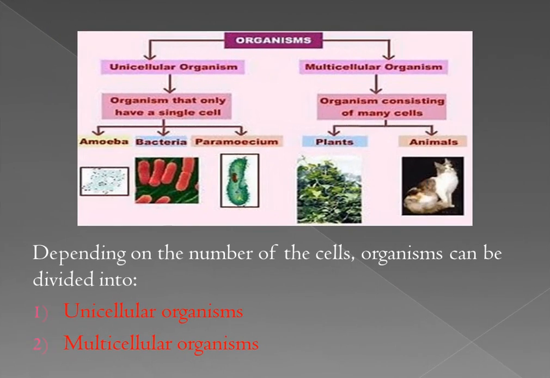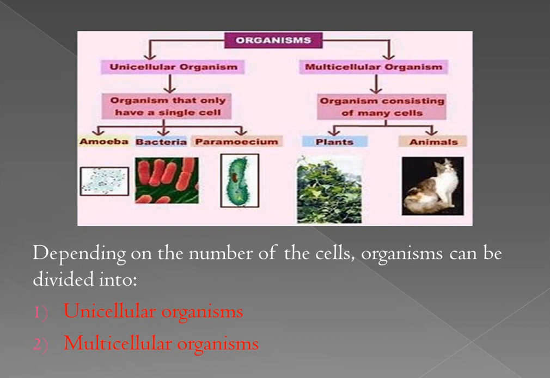This is the diagram. You can see the first one is the organisms, and organisms is divided into the two categories, that is the unicellular organism and multicellular organisms. And then what is meant by unicellular organisms? Basically, organism that only have a single cell is called unicellular organisms, and another is multicellular organisms consisting of many cells are called multicellular organisms.